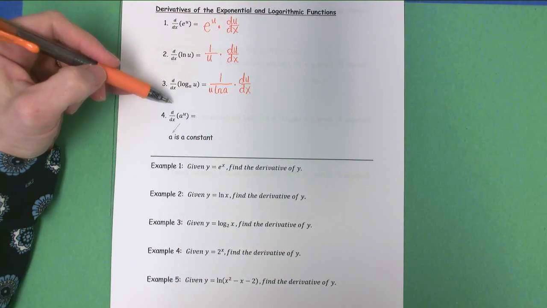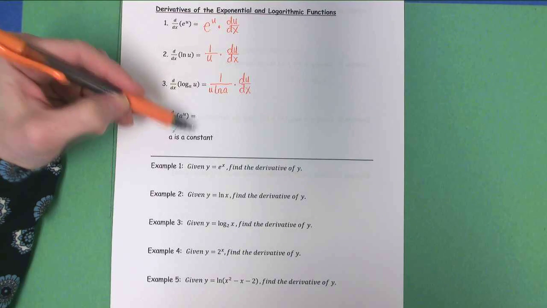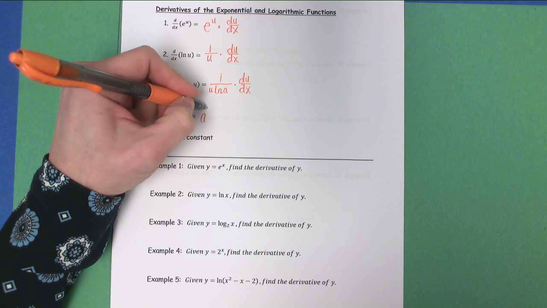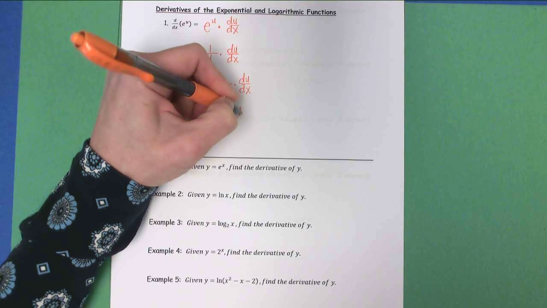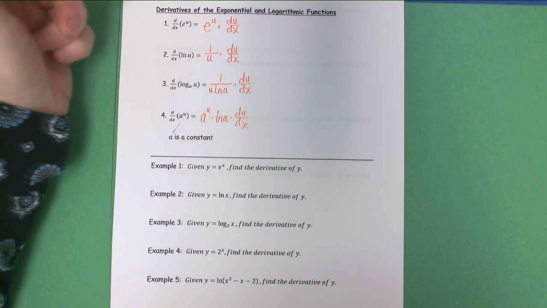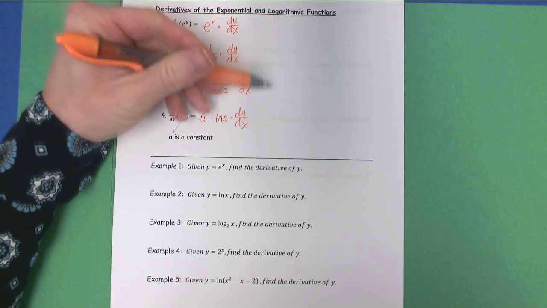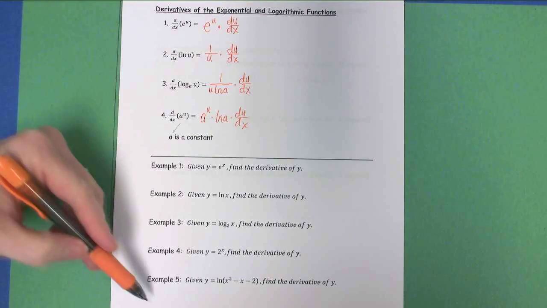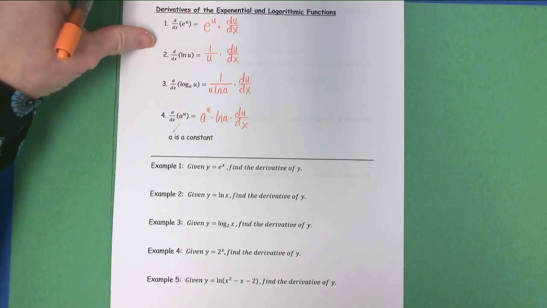And number four, the derivative with respect to x of a to the u, where a is a constant, is a to the u times the natural log of a times du dx. In another video, part 2 of this video, I'm going to prove why these are what they are. But for now, we're just going to take them at face value, and we're going to work through the 9 examples here in the packet using them.